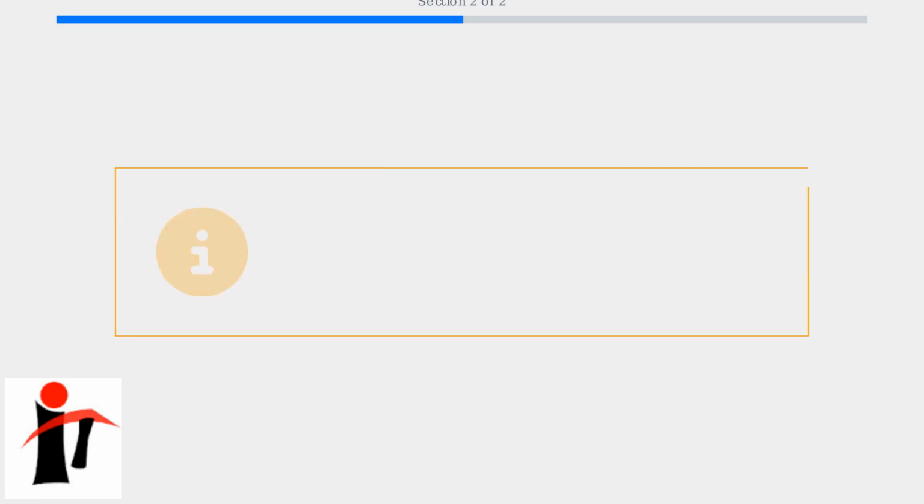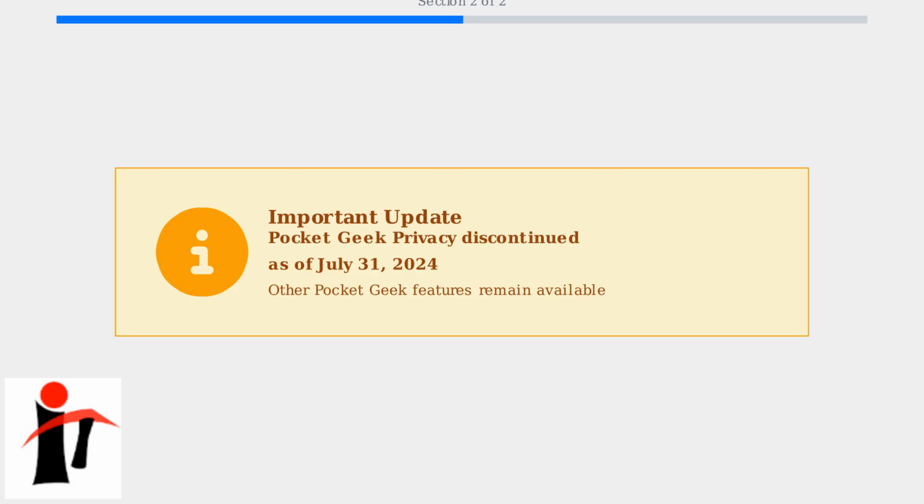If your device is lost or stolen, your plan provides coverage to help replace your device, subject to deductibles and claim limits. Important update: as of July 31st, 2024, the Pocket Geek privacy feature has been discontinued and is no longer part of the Spectrum Mobile Protection Plan. However, other Pocket Geek features like Pocket Geek Mobile and Pocket Geek Cloud remain available.